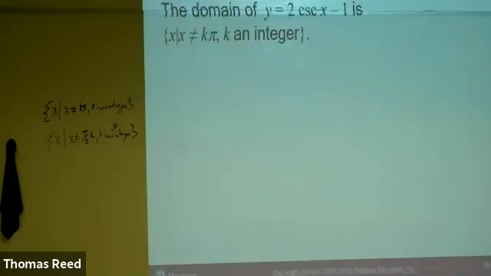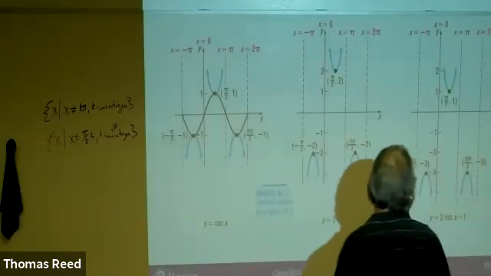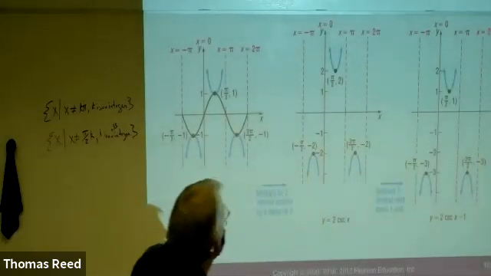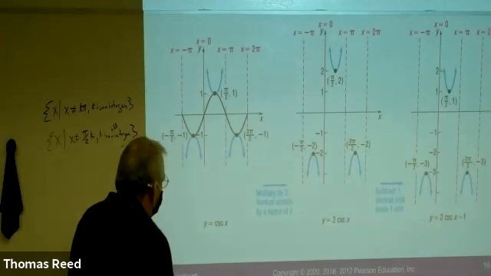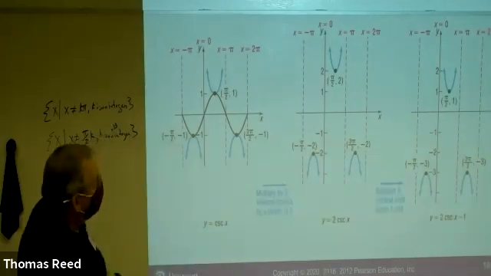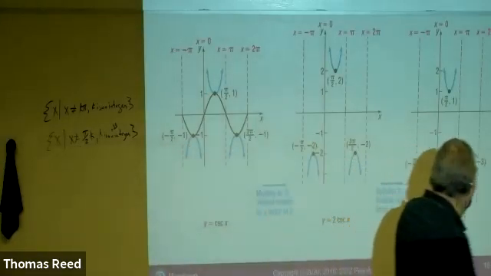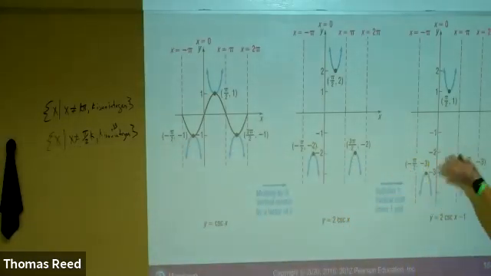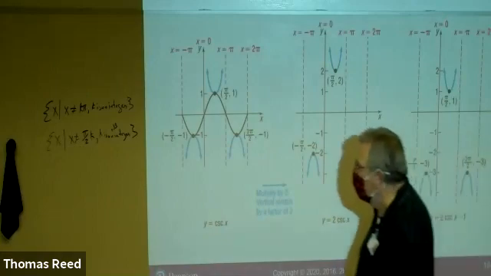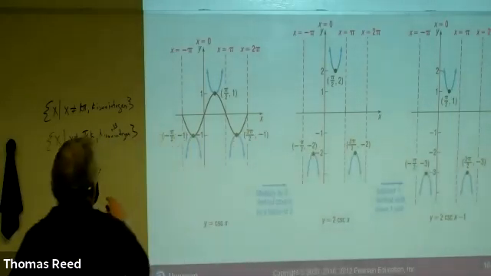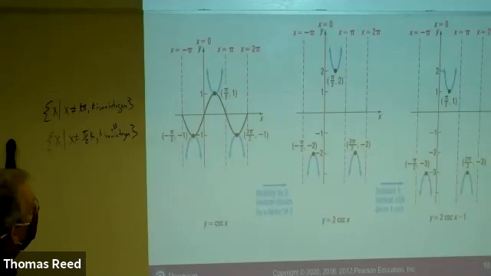The domain. Did the domain change? No, the domain didn't change because omega was 1. It was just a cosecant of that. So our domain didn't change. Our domain remained what it was for cosecant. That was it.